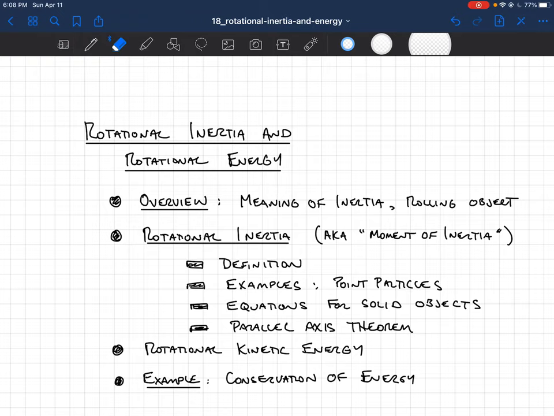We'll talk in detail about how you calculate rotational inertia, which is also called the moment of inertia for an object. So we'll do some examples for that, and we'll have some equations for solid objects that we just have to look up or find on an equation sheet. And then we'll end by talking about rotational energy, specifically rotational kinetic energy, and do a conservation of energy problem.